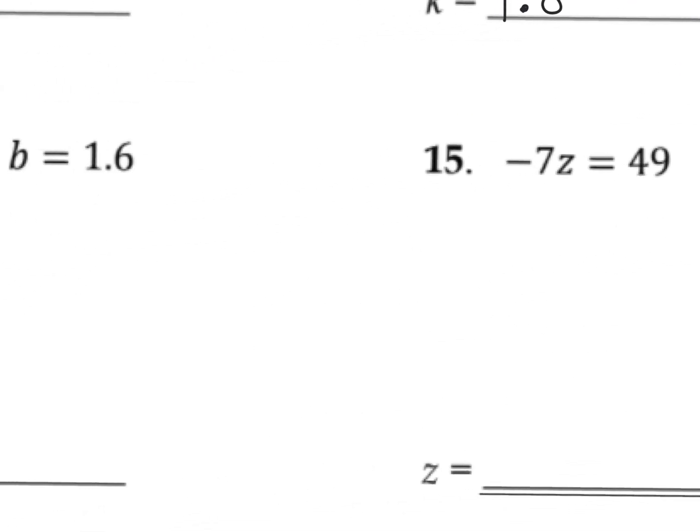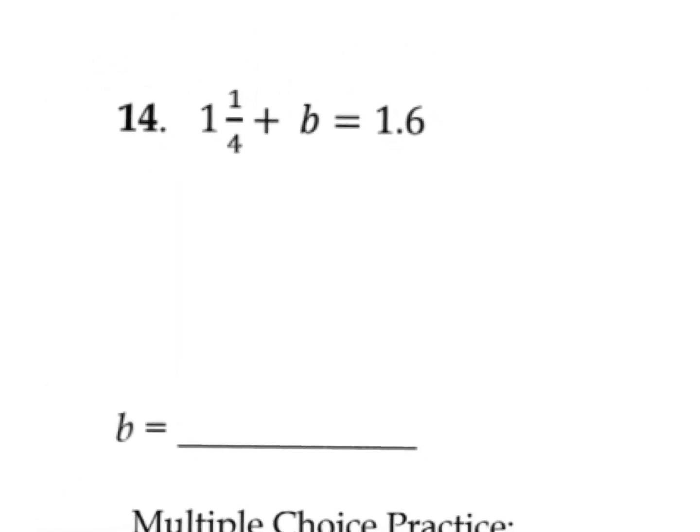On to 14. 3 more here. I have 1 1/4 plus b equals 1.6. Now you could rewrite this as 1.25 first if you wanted, or you can leave it as is. But this is a positive 1 1/4, so I need to subtract 1 1/4 from each side.